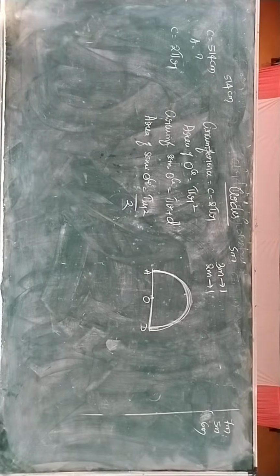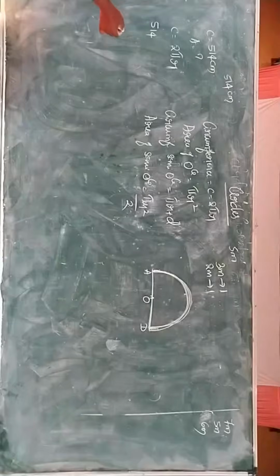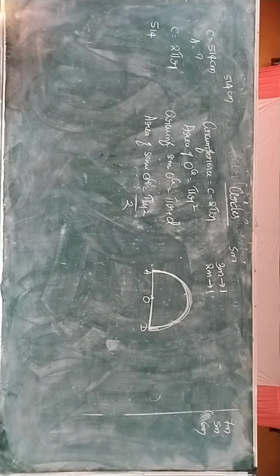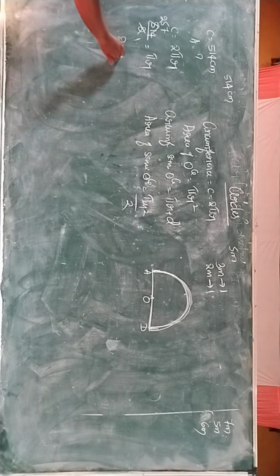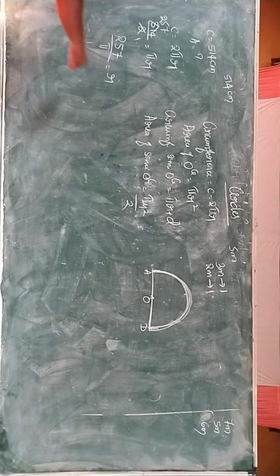C is equal to 2 pi r. Circumference is given as 514, but r is not given. R we need to calculate. 514 upon 2 is equal to 5 into r. 2 ones are 2, 2 fives are 10, 2 sevens are 14, so 257 divided by pi is equal to r.